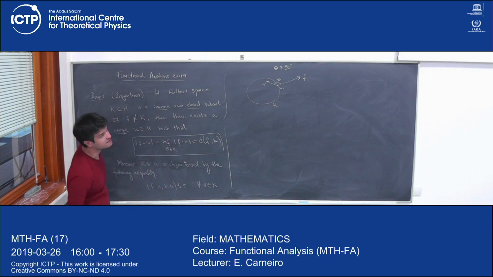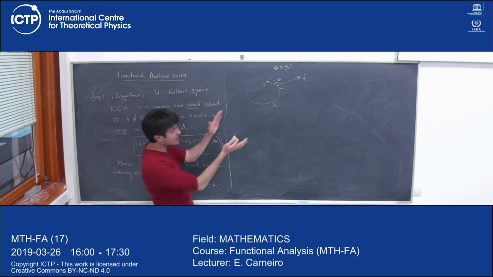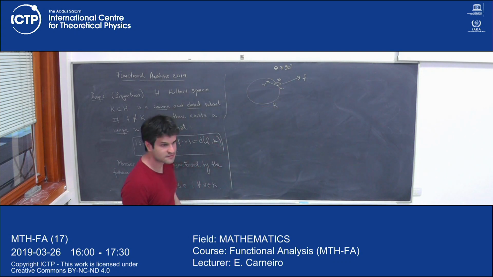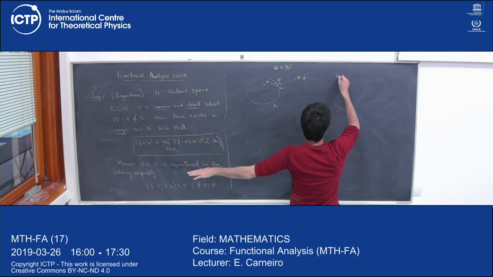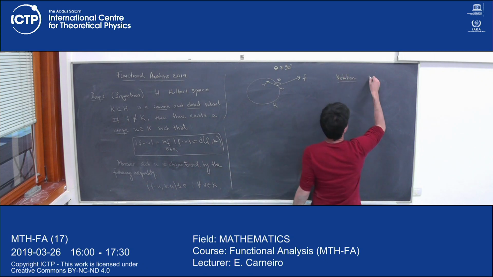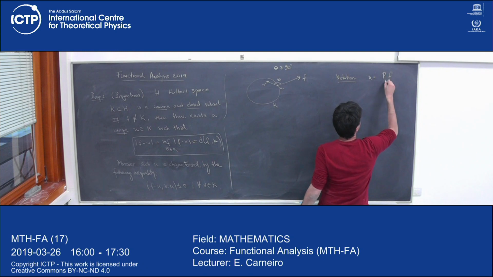This is what this is saying. If it were less, then this U would not be the closest point. Okay, so this is the geometric interpretation of this thing. Whenever all of these things happen, you may find the notation that this U is the projection of F over K.